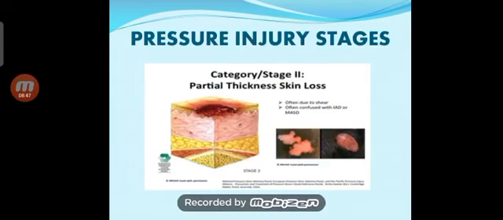Stage 2. Partial thickness loss of skin with exposed dermis. The wound bed is viable, pink or red, moist, and may also present as an intact or ruptured serum-filled blister. Adipose or fat is not visible and deeper tissues are not visible. Granulation tissue, slough and eschar are not present. These injuries commonly result from adverse microclimate and shear in the skin over the pelvis and shear in the heel.